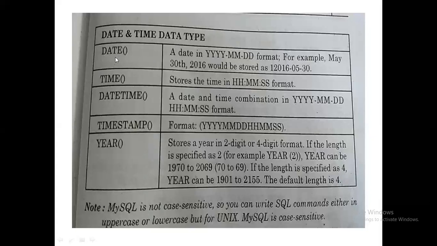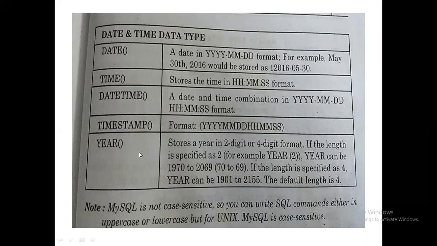Date and time data types. So date data type is a date in year, month, and date format. For example, May 30th 2016 would be stored as: first you have to write the year 2016, then month 05, and then the date. Then time stores the time in hour, minute, and second format. And datetime is a date and time combination in year, month, date, hour, minute, and second format. Then timestamp format is year, month, date, hour, minute, and second.